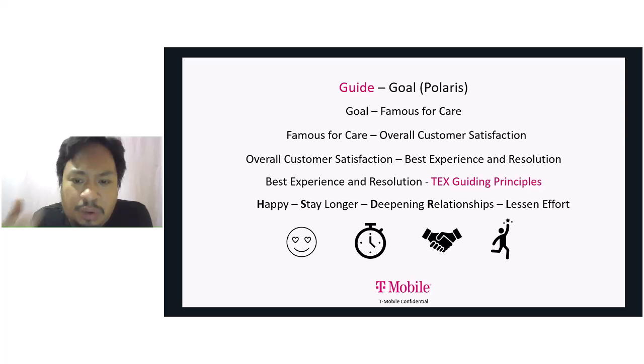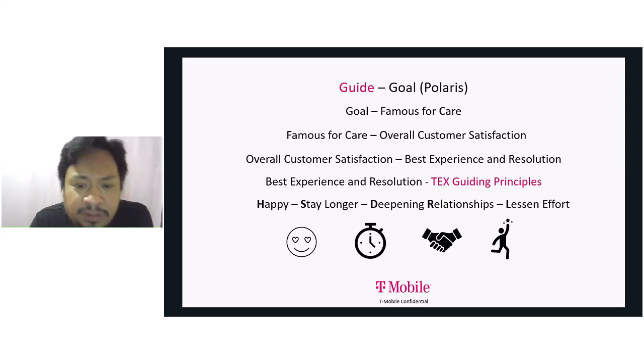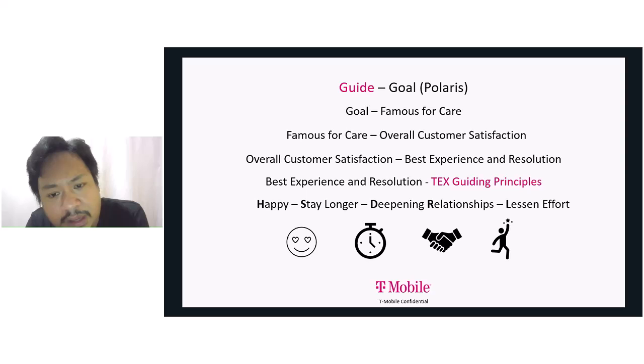You know. And then, how do we know that we are seeing the results? Where do we see the results of our action? The results of our actions is if our customers are happy, if they stay longer, if they deepen the relationship, and if we lessen their effort. So, etong guiding principles na to can also be tagged as results on how we see our customers.